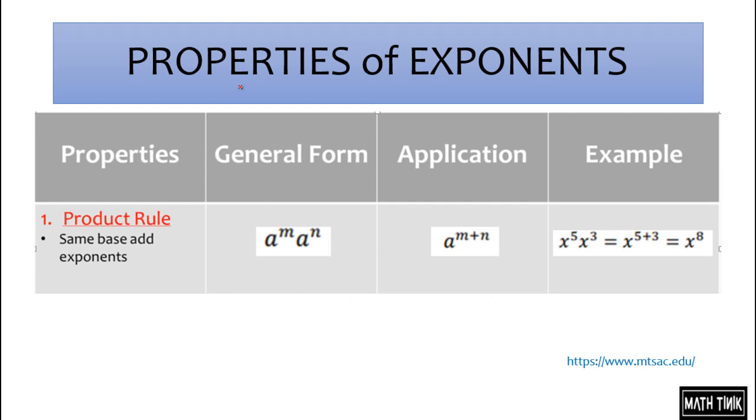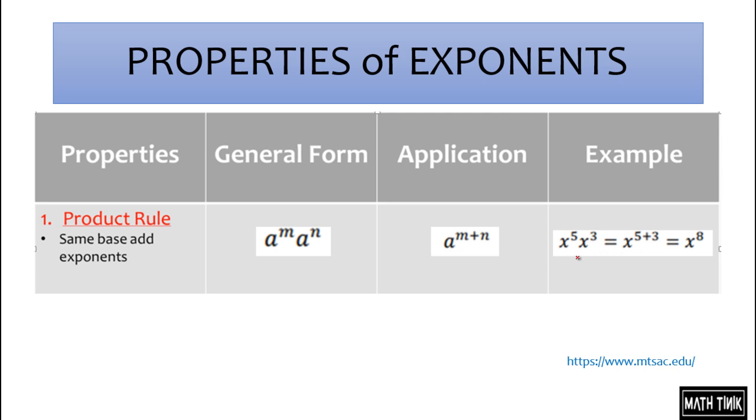So for today's video, we will talk about the properties of exponents, specifically the product rule. The product rule is applicable only if your given terms have the same base. If they have the same base, then you add the exponents. So it will become a raised to m plus n. This was the example I gave you in our previous video.